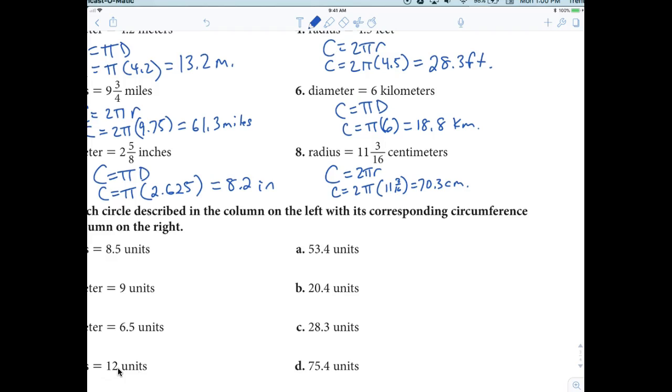I got 70.3. 2 times pi times 11 and 3/16. Try it again. The main thing is now, believe it or not, trying to teach how to use the calculator. That's important. And if you're not coming up with the right answer using the calculator, I have to teach how to use the calculator. Now remember, when you're typing in a fraction, you can just hit the ABC button. You good now? Okay, good.